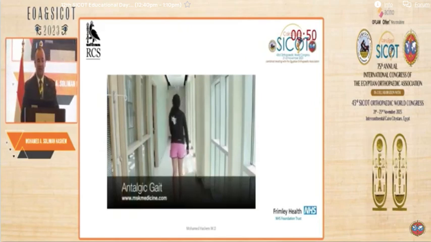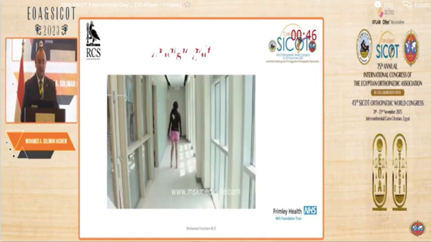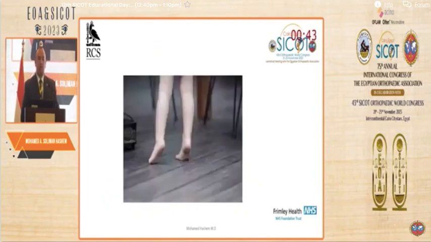Antalgic gait refers to a painful gait. It's very characteristic, you cannot miss it. The patient's stance phase will be shortened on the affected side. So toe-walker, which is sometimes habitual and sometimes becomes pathological and problematic, especially in elder age.